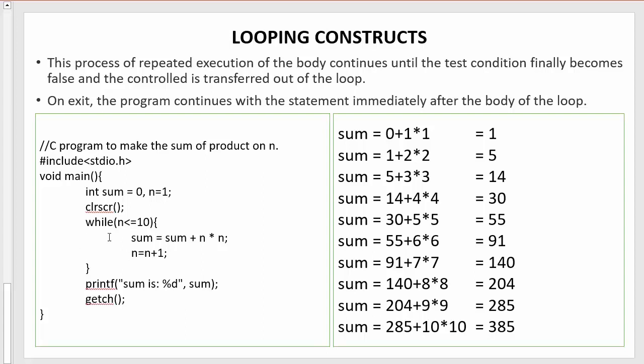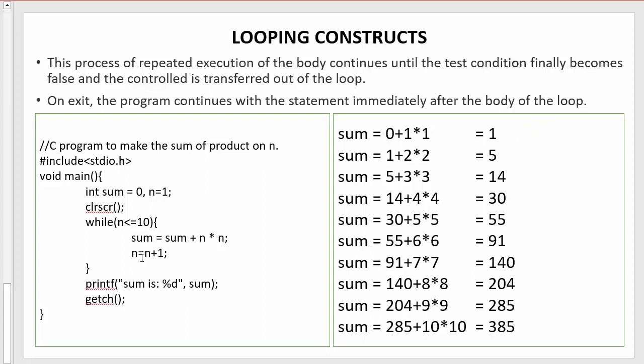Now the same process continues for n equals 2. The condition gets checked with n equals 2. 2 is less than or equal to 10, yes, the condition becomes true. Then control comes inside the while loop to perform this operation. Sum equals sum plus n into n. Sum value was 1 in the last iteration, and now 1 plus n, which is 2 in the second iteration, so 1 plus 2 into 2, which is 5. Now sum will have the value 5.